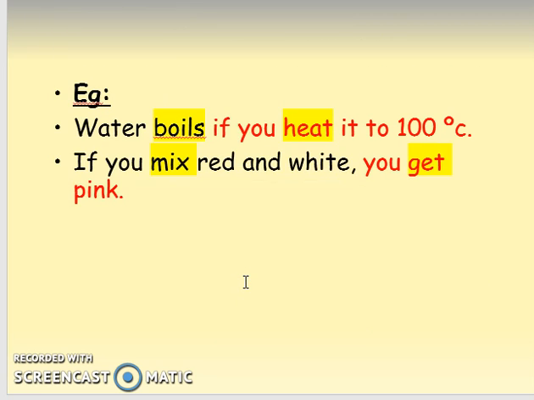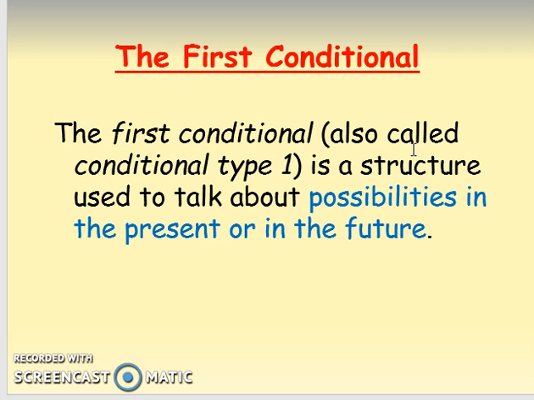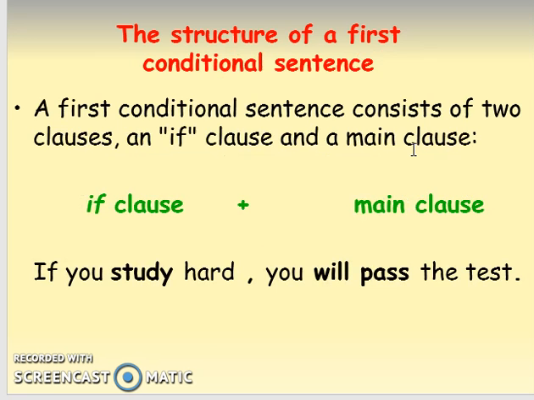Let's try to practice. We already did the first example, water boils if you heat it to 100 degrees. The second example, if you mix red and white, you get pink. Let's move on to the first conditional. So the second type is the first conditional. It is also called conditional type 1. It's a structure used to talk about possibilities in the present or in the future.